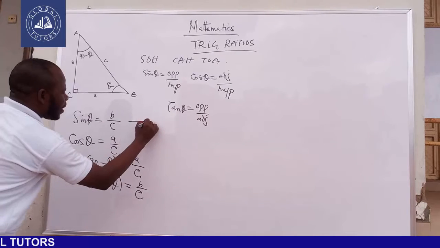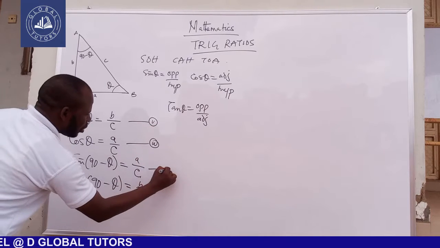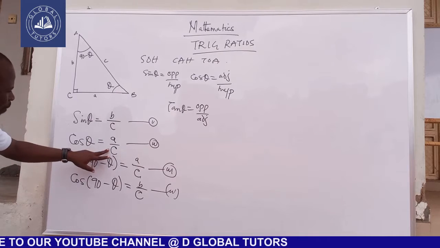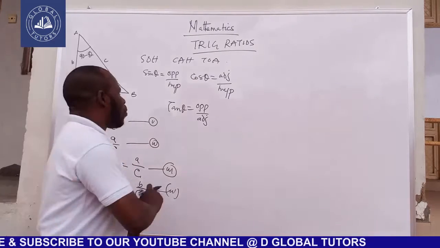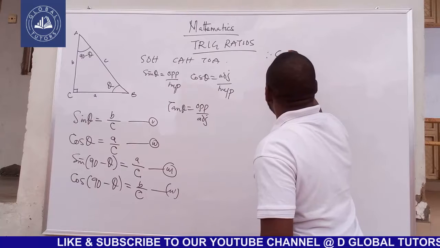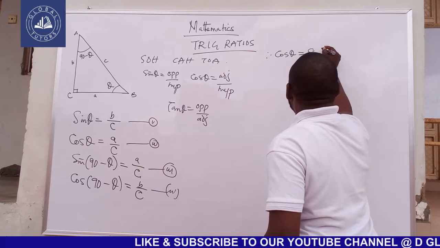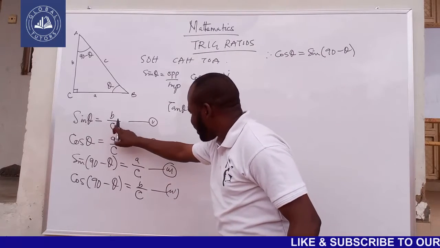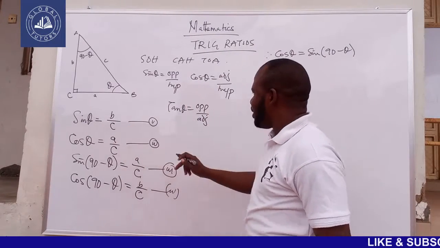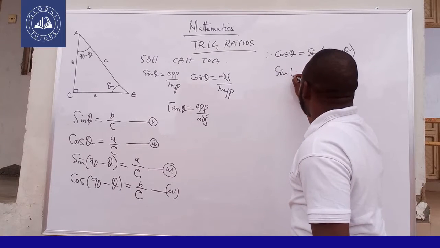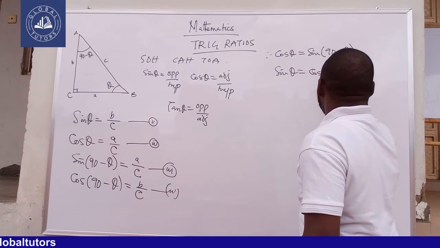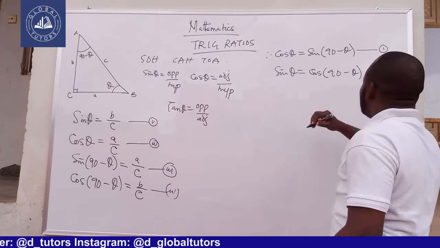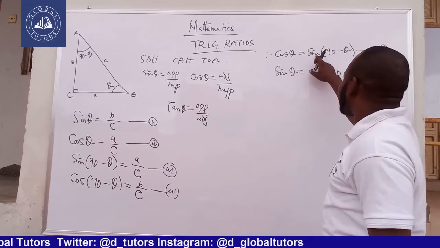So in conclusion, if this was equation 1, equation 2, equation 3, and equation 4, we said by ratio, a over c is the same as a over c. So we can conclude and say cos theta is the same thing as sine 90 minus theta. Then we also said b over c, b over c, by ratio, they are the same. So we say sine theta is the same thing as cos 90 minus theta. These two are the relationship between cos theta and sine theta.